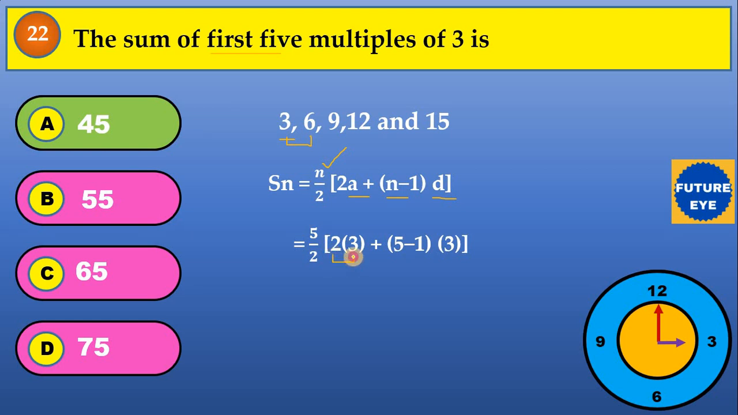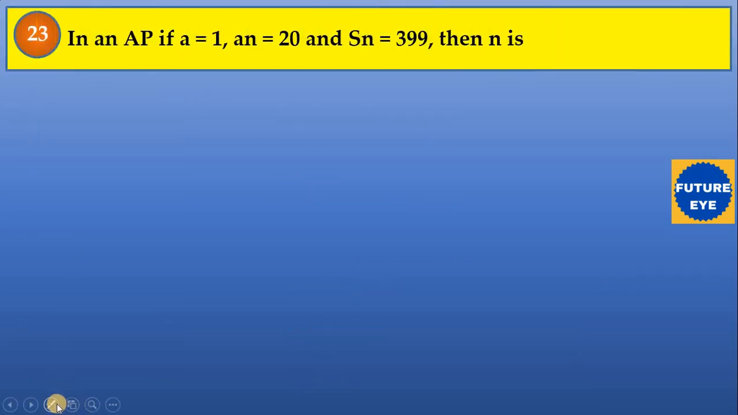Now 2 into 3 is how much? We get 6. And 5 minus 1 is how much, children? We get 4. So 4 multiplied by 3, we get 12. Now 6 plus 12 is how much? That is 18. So let's cancel here: 2 ones are 2, and 2 nines are 18. So 5 nines are 45. As we got, the answer is option A, 45. Next let us move on to the last problem of this marathon, children.